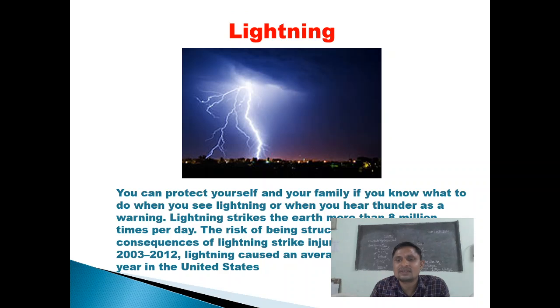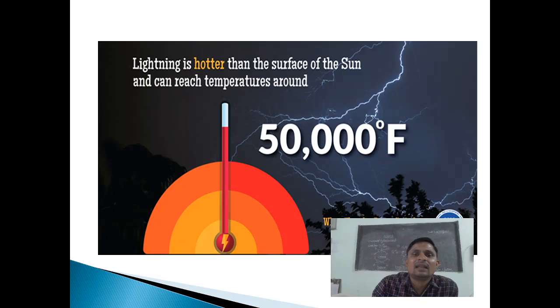Why serious? Let me introduce. During 2003 to 2012, lightning caused an average of 35 deaths per year in the United States. In the United States, between 2003 and 2012, around 10 years, the average death rate is 35 deaths per year due to lightning.